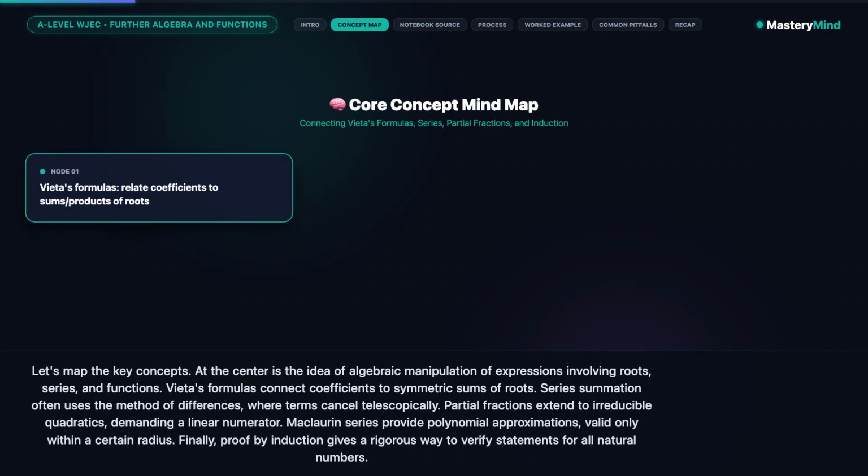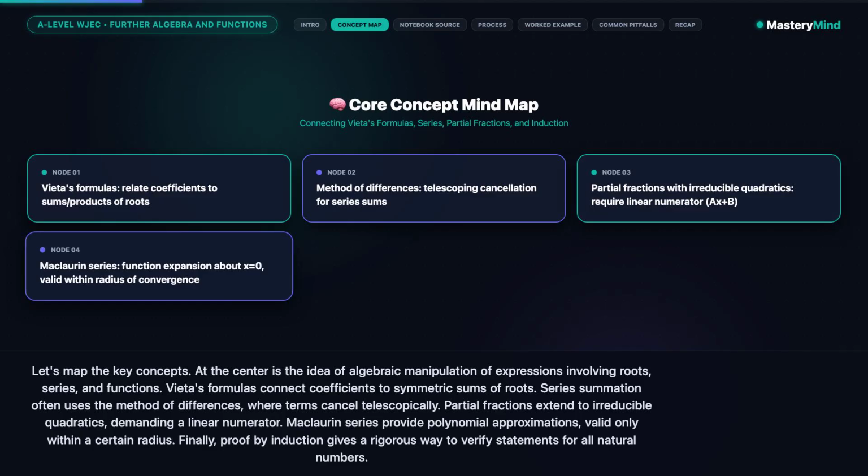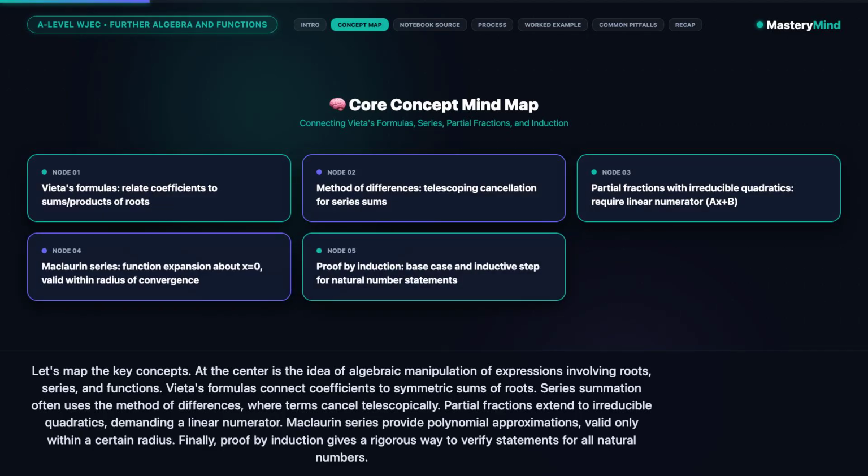Let's dive in. Let's map the key concepts. At the center is the idea of algebraic manipulation of expressions involving roots, series, and functions. Vieta's formulas connect coefficients to symmetric sums of roots. Series summation often uses the method of differences, where terms cancel telescopically.